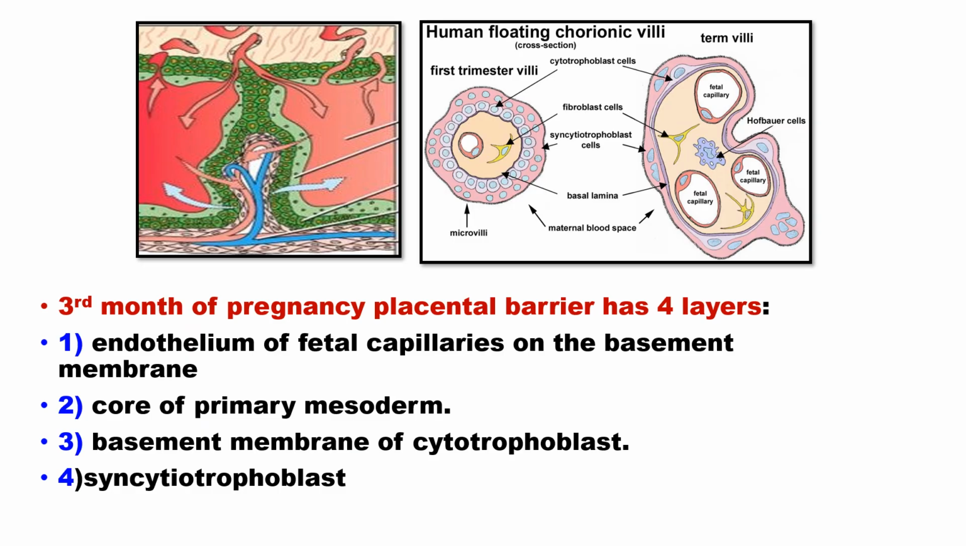Third month of pregnancy, the placental barrier has 4 layers. The 4 layers are: endothelium of fetal capillaries with the basement membrane, the core of primary mesoderm, the basement membrane of cytotrophoblast, and the syncytial trophoblast.